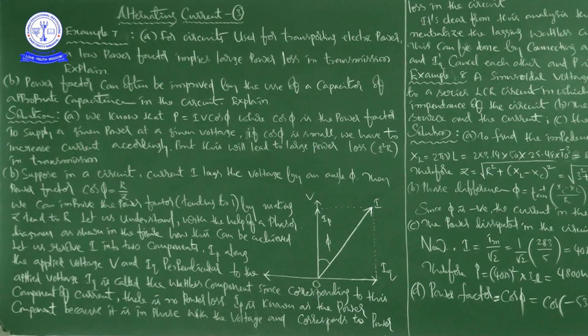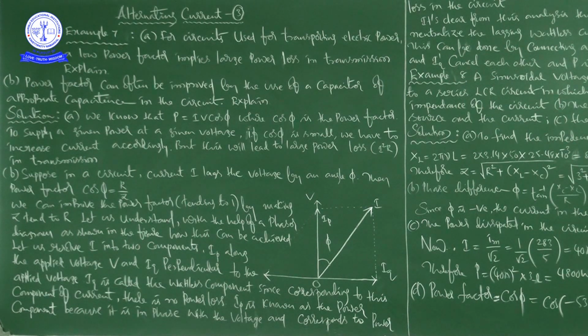Right, now see here B. Power factor can often be improved by the use of a capacitor of appropriate capacitance in the circuit. Explain. Here also they have given one statement, that power factor can often be improved by the use of a capacitor of appropriate capacitance in the circuit. He is asking us to explain how it is possible.